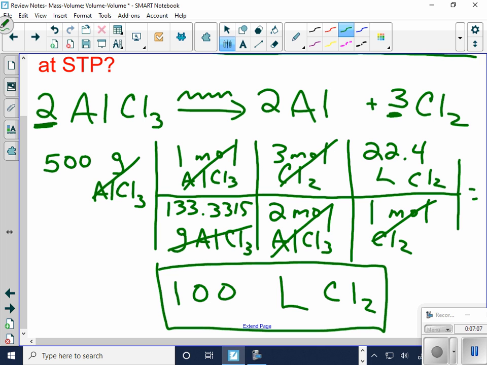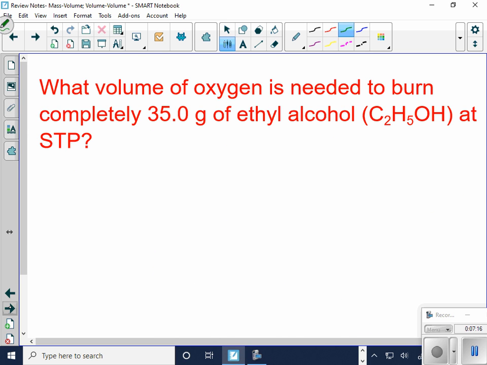Any questions for me on that particular problem? All right, good. Go ahead and copy this one. Here is our second example today.